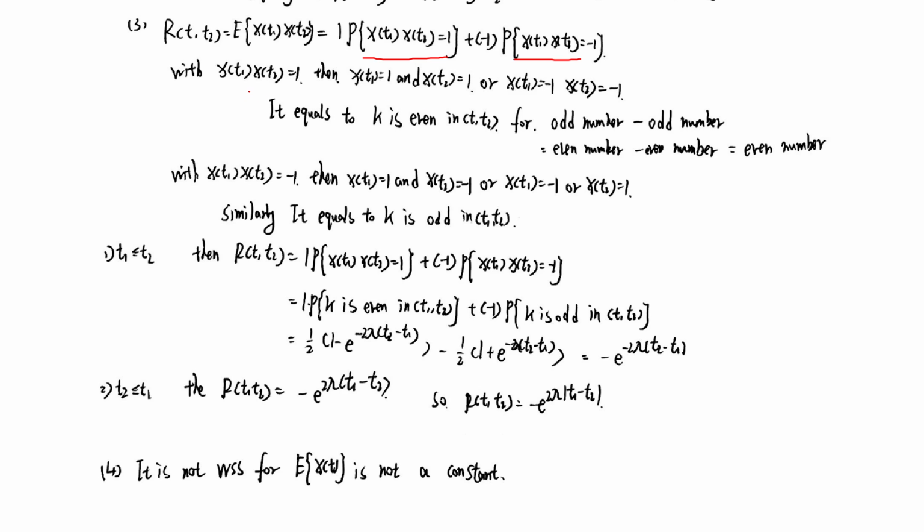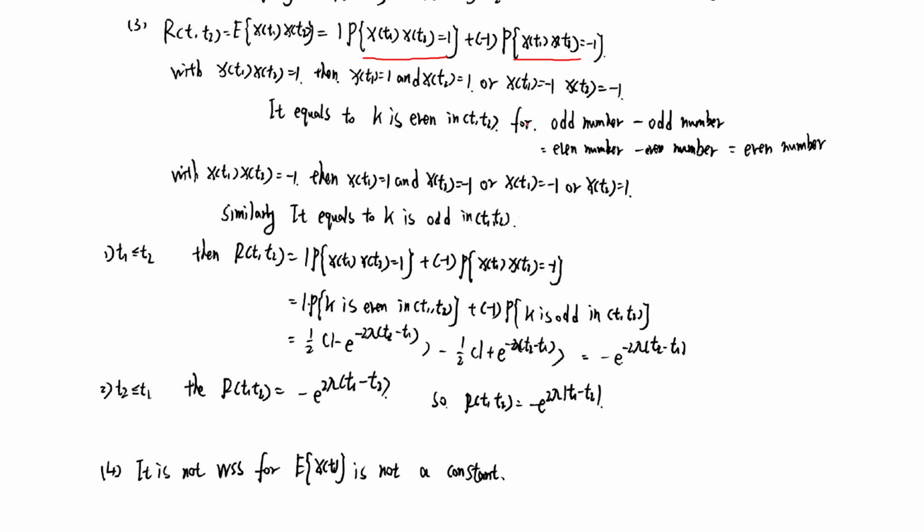And we know that when xt1 multiplied by xt2 equals 1, there are only two circumstances: xt1 equals 1 and xt2 equals 1, or xt1 equals minus 1 and xt2 equals minus 1. When xt1 and xt2 both equal 1, the n should both be even. And when xt1 and xt2 both equal negative 1, the n should both be odd.